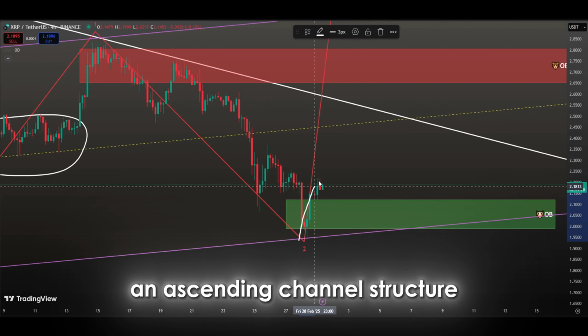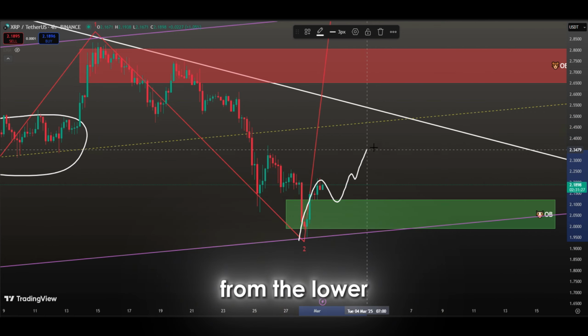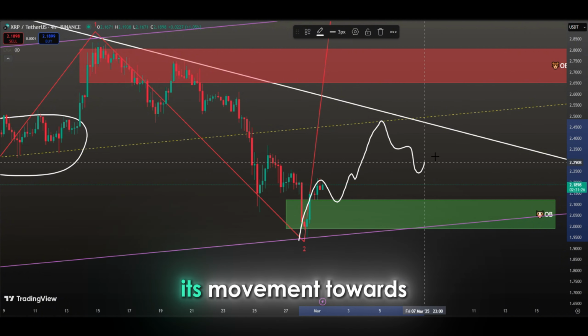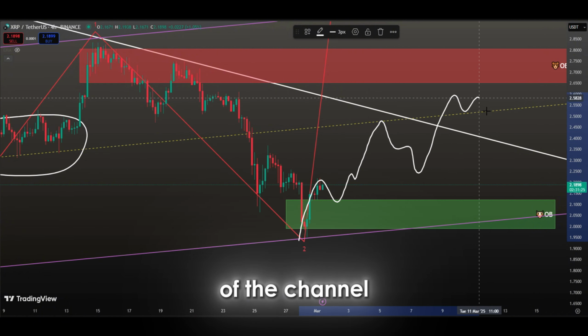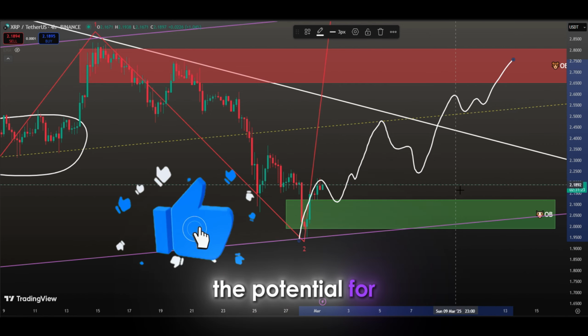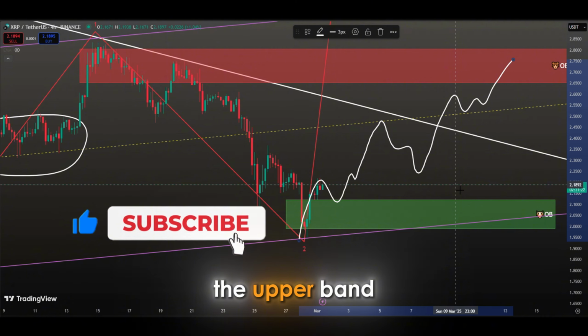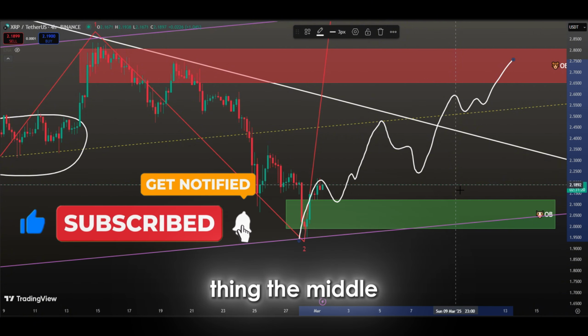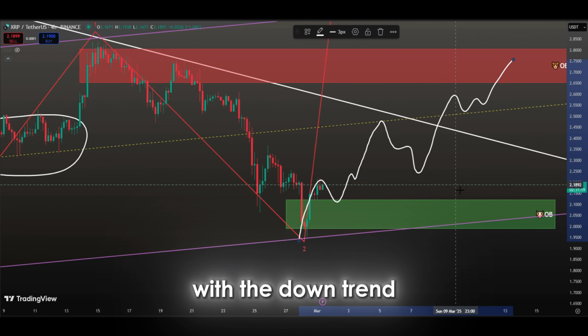In an ascending channel structure, a price reaction from the lower band of the channel may be a strong buy signal. However, its movement towards the upper band of the channel may increase traders' willingness to sell. This may raise the potential for the price to break through the upper band and test the upper boundary of the channel. And one more thing, the middle band of the channel coincides with the downtrend, so it may not break there easily.